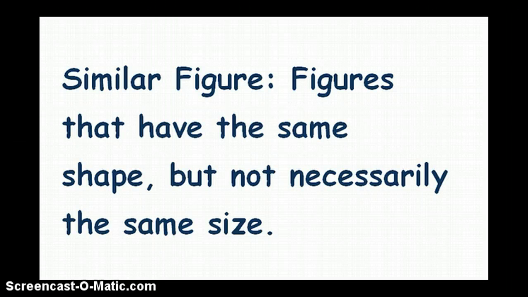We've been talking about congruent shapes, which are shapes that are the same except they are moved or rotated or reflected. Similar figures, on the other hand, are figures that have the same shape, but they're not necessarily the same size. So they might be smaller or larger than the original shape.